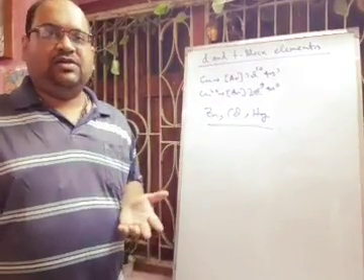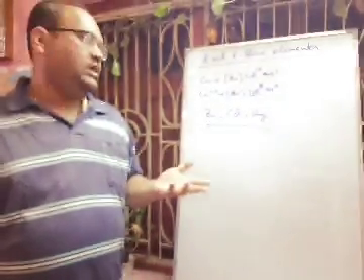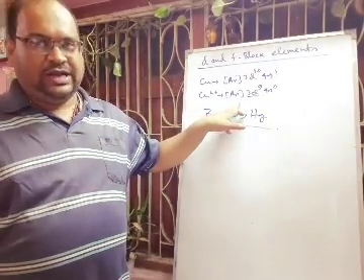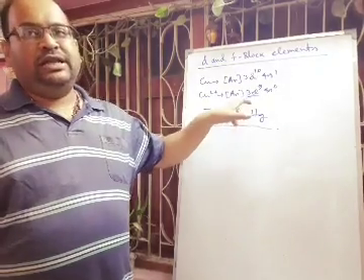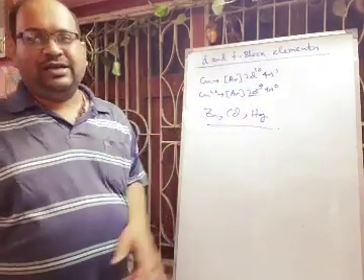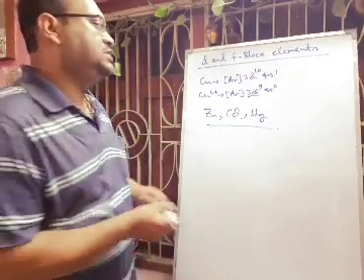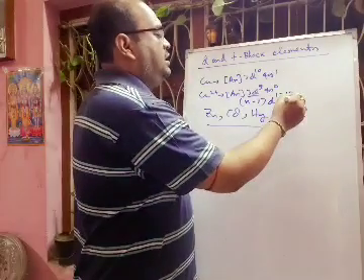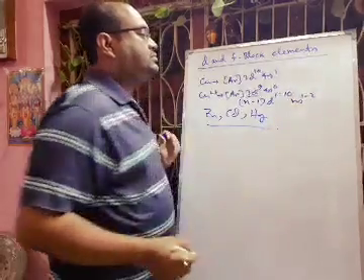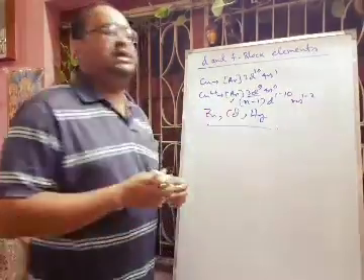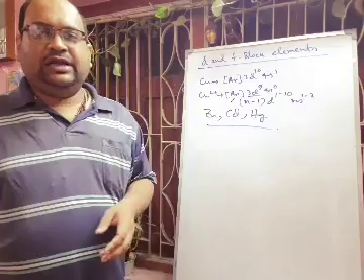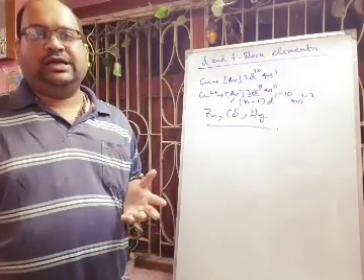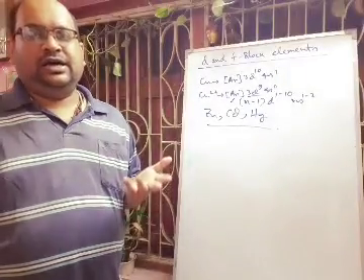The general electronic configuration of these d block elements, I have already shown you: first you have to write the noble gas configuration, then (n-1)d1 to 10 and ns1 to 2. So here the inert gas configuration will be there, then (n-1)d1 to 10 and then ns1 to 2. That will be the electronic configuration of the d block elements.